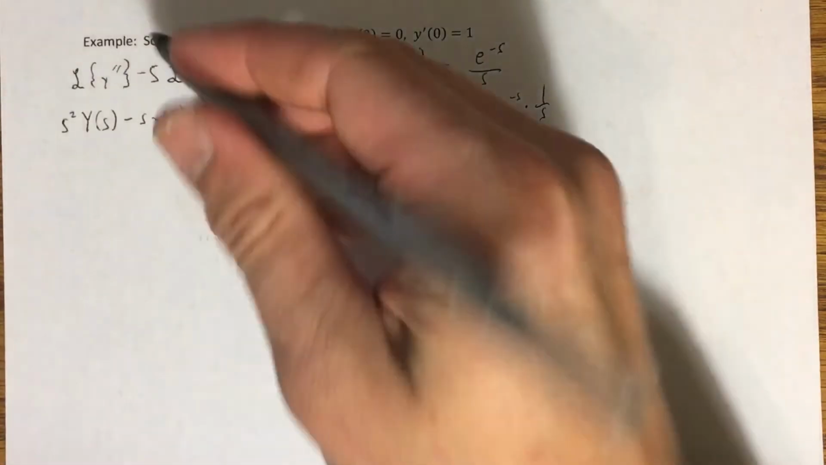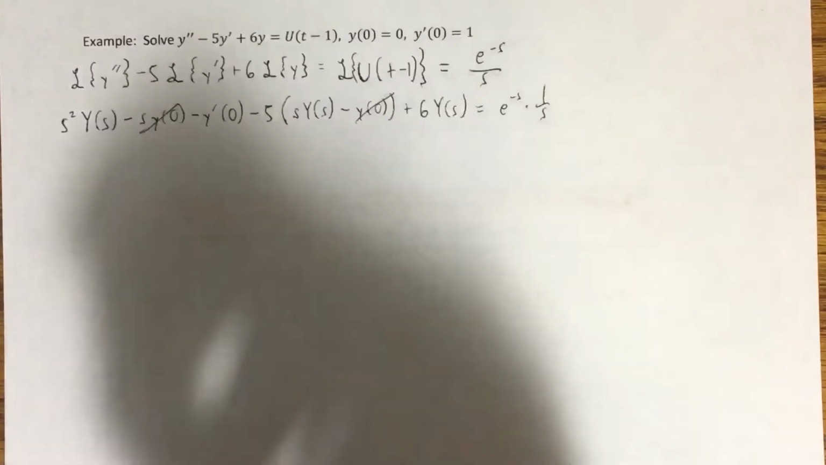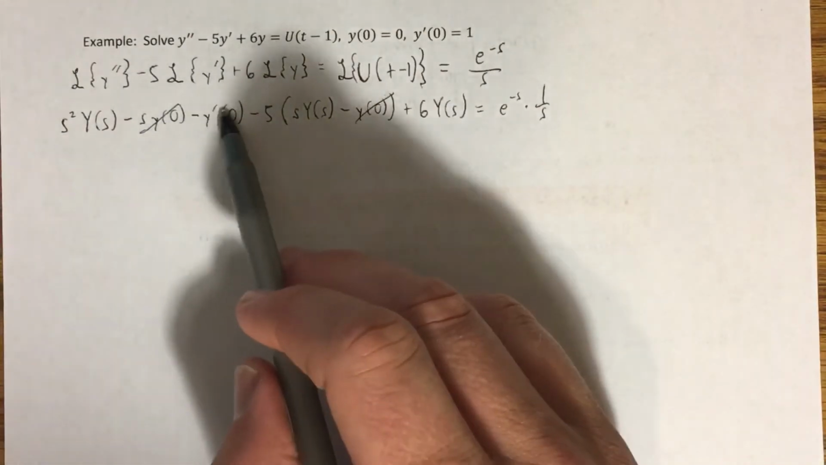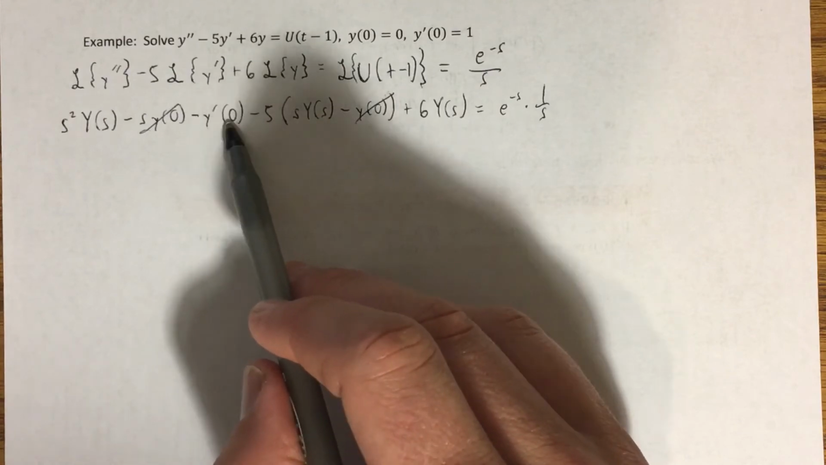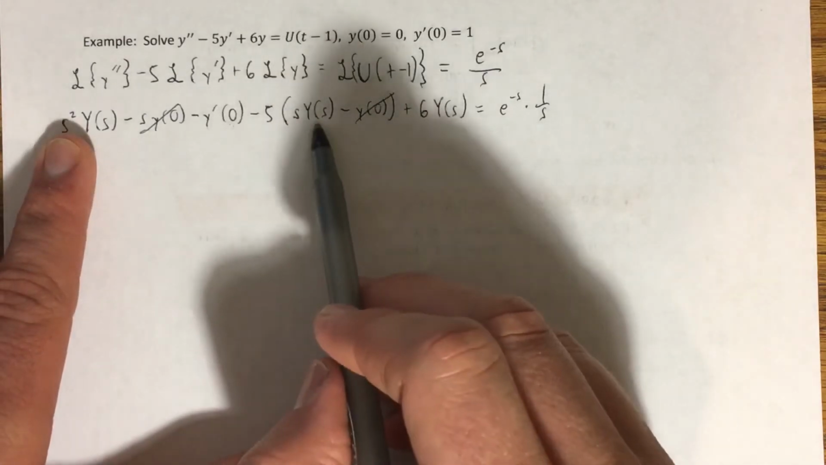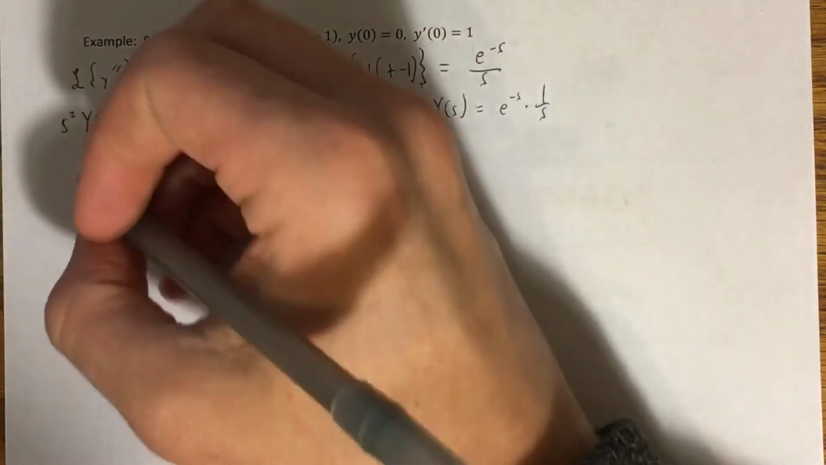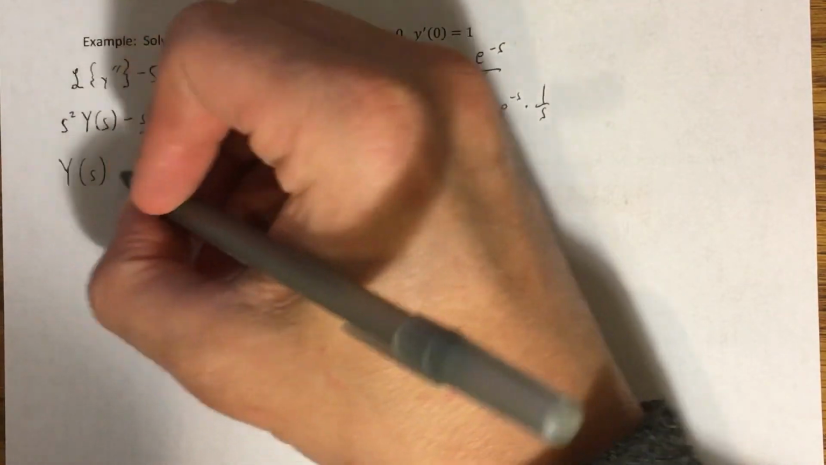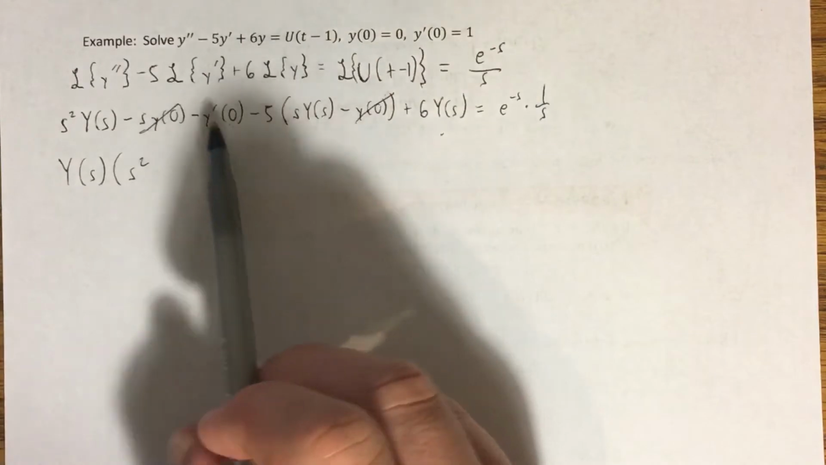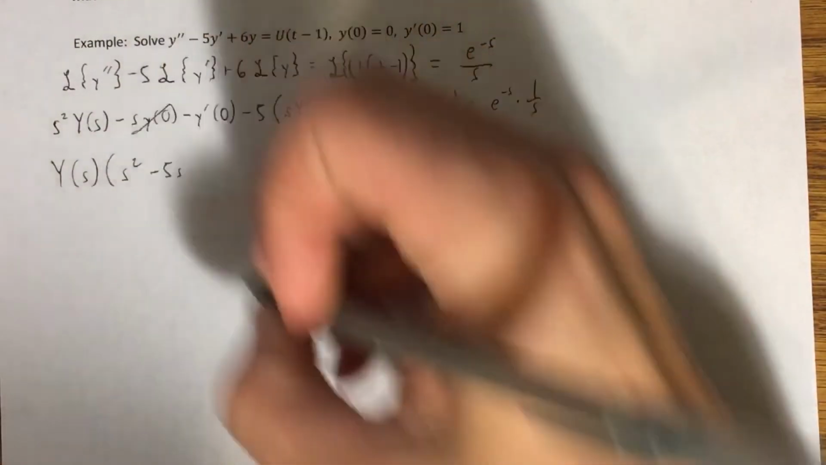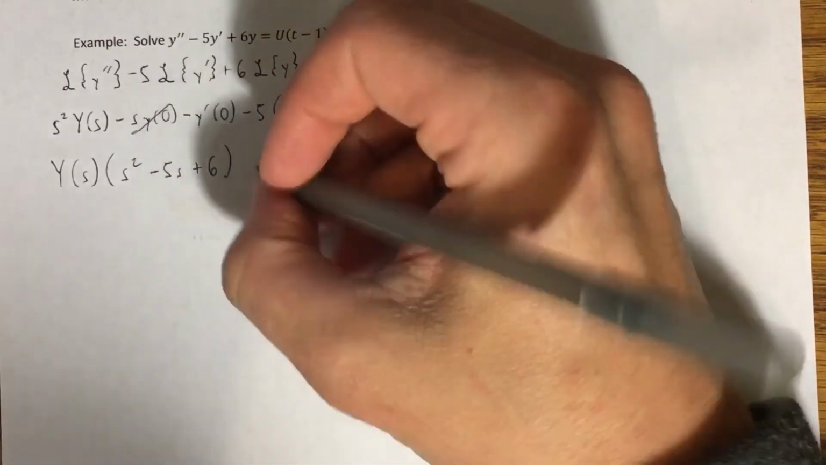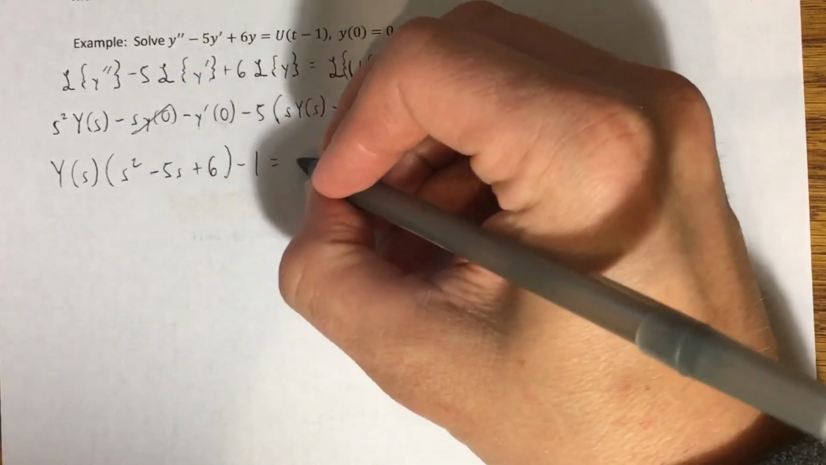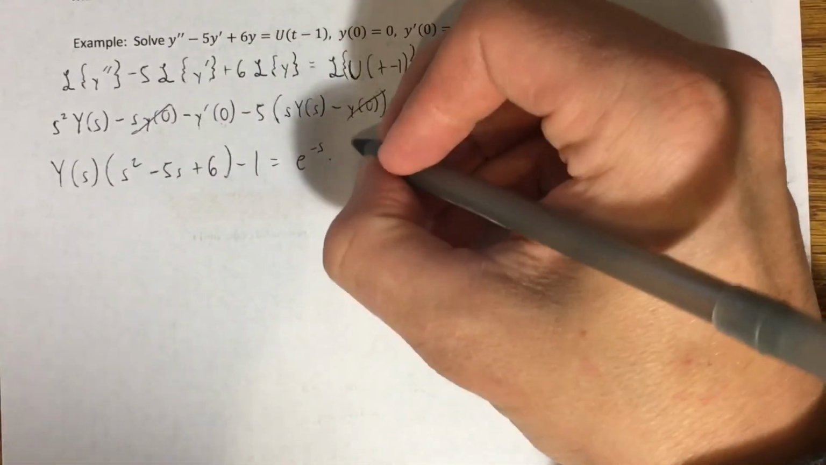So y of 0 is equal to 0, which is nice because I lose a couple of terms by sending them to 0. y prime of 0 is equal to 1. Okay, so this will be the constant negative 1 right here. All of my remaining terms have a Y of s, so I can factor the Y of s out of those. We get Y of s times (s squared minus 5s plus 6). Okay, then there's that minus 1 right there, and that's equal to e to the negative s times 1 over s.